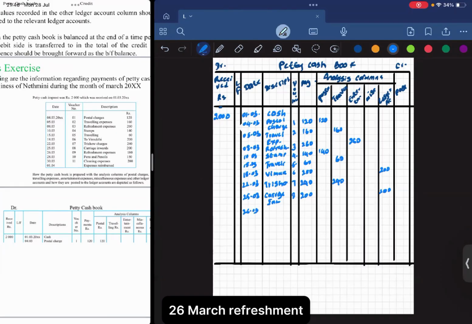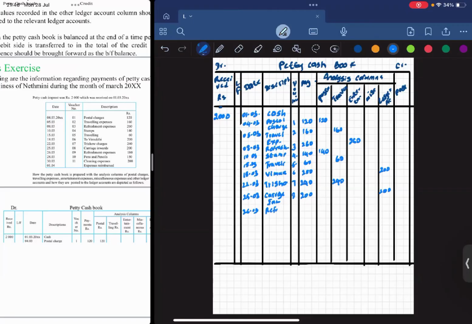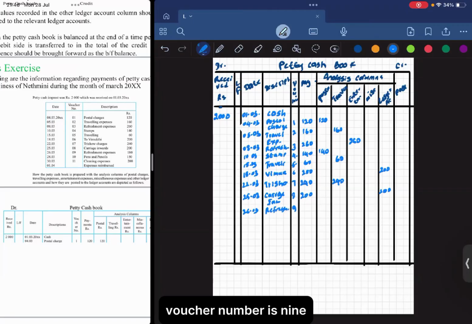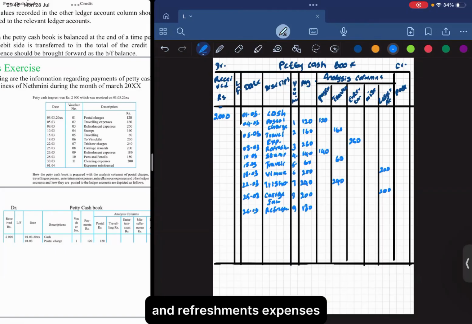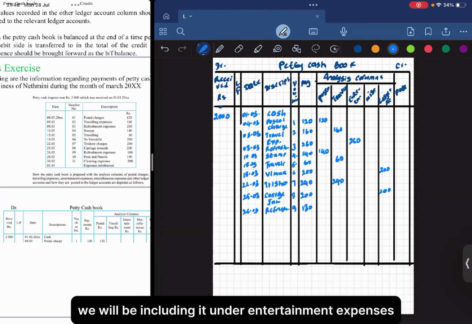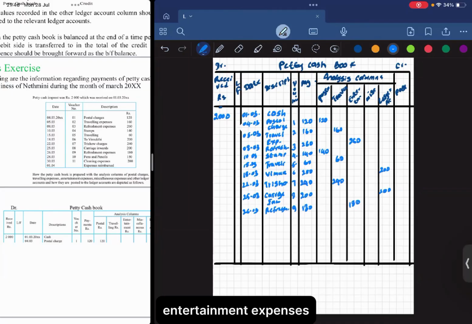26th March, refreshment expenses. Voucher number is 9. Amount is 180. And refreshments expenses, we will be including it under what? We will be including it under entertainment expenses.